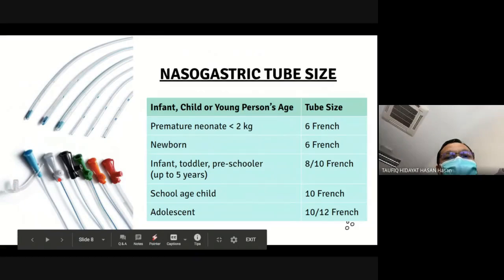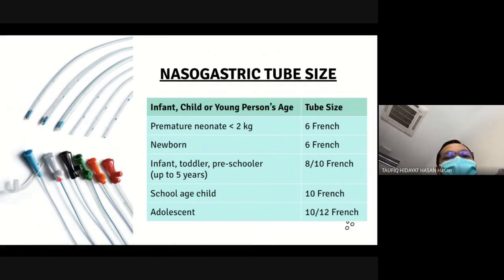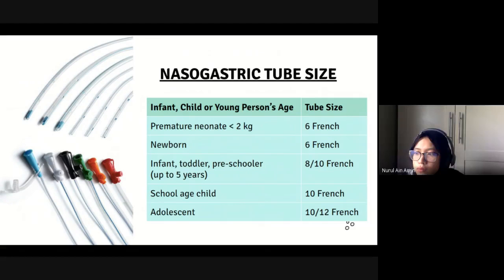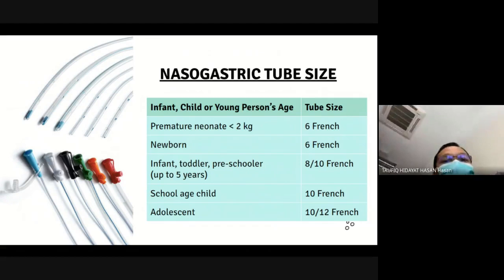Okay. Alright. So using French unitnya bukan consensus lah. French 6 for neonates, and then usually 8 for the infant and toddler, and then for older children yang 10 or 12 and adult ya. Okay, apa lagi? I think that's all lah.